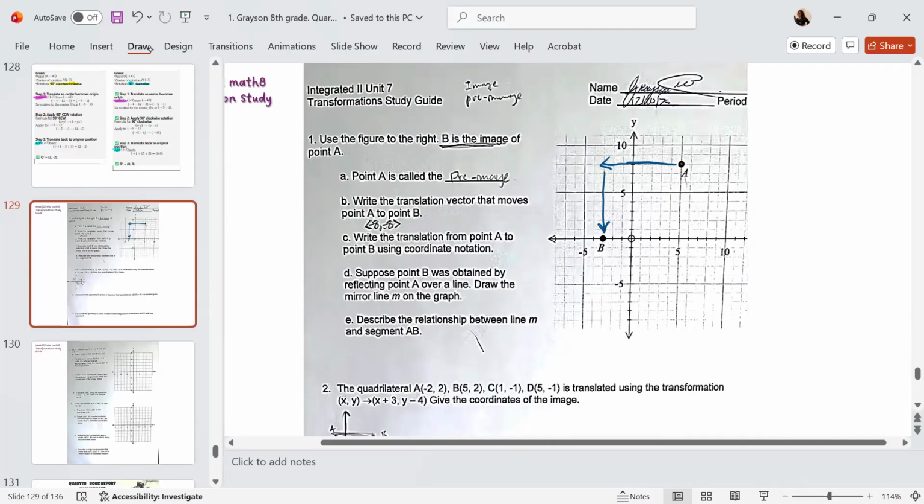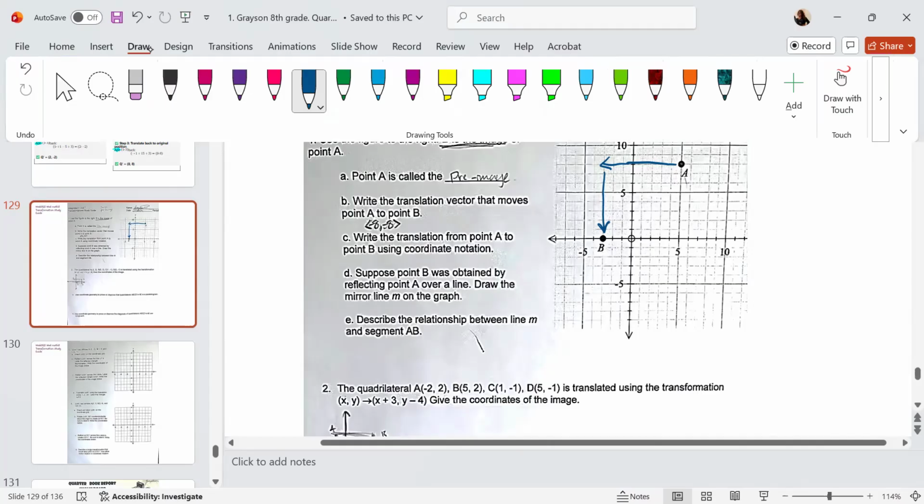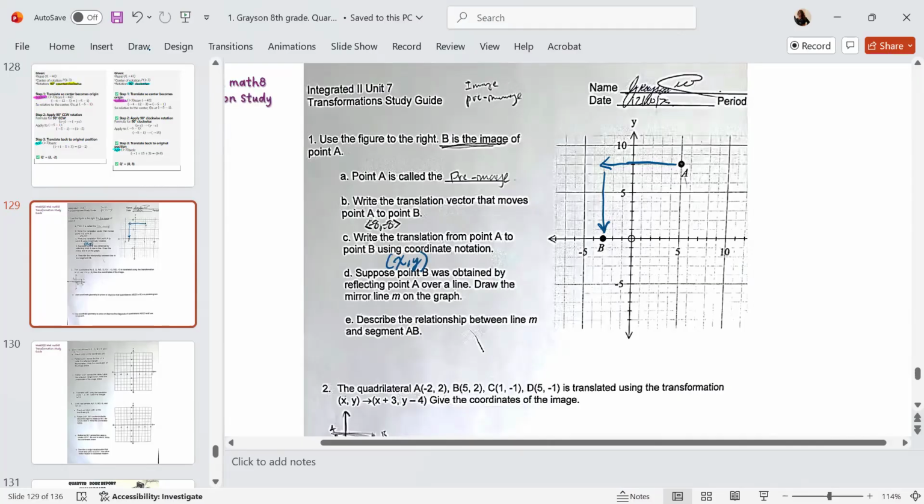Write the translation from point A to point B using coordinate notation. What did you write? I didn't do that one. X minus 8, Y minus 8. That's it. That wasn't too difficult, was it? No, I just forgot the name.